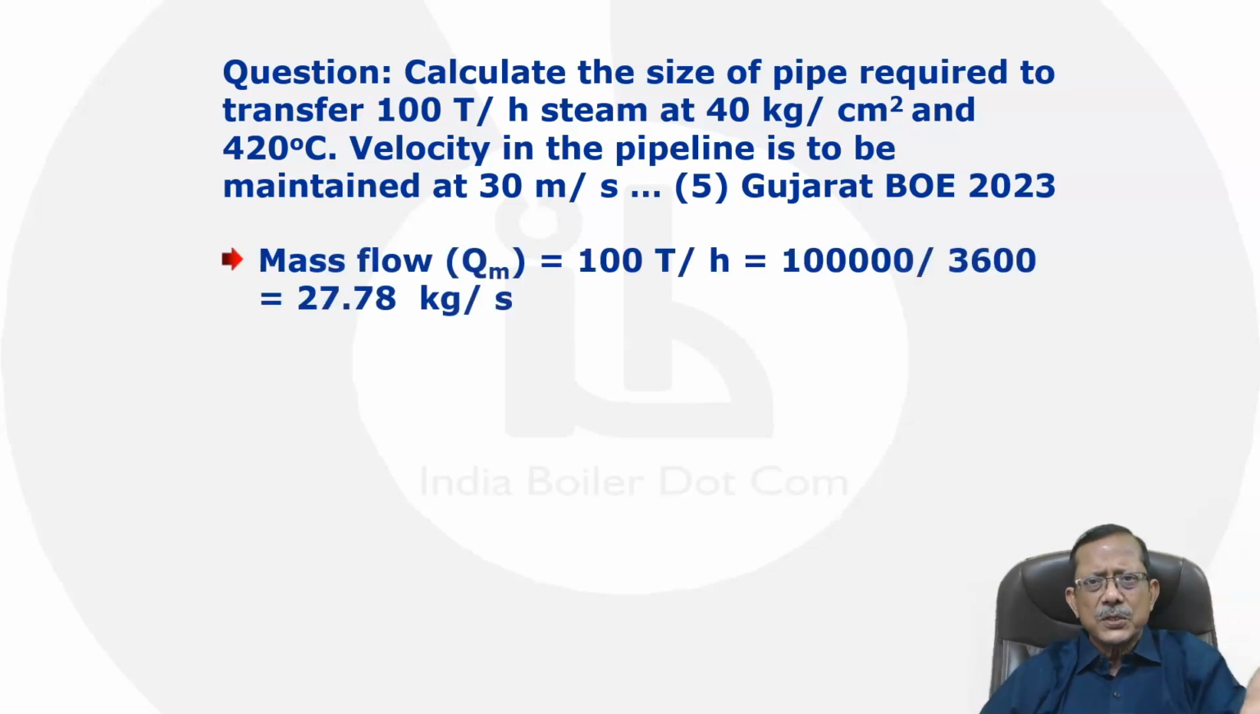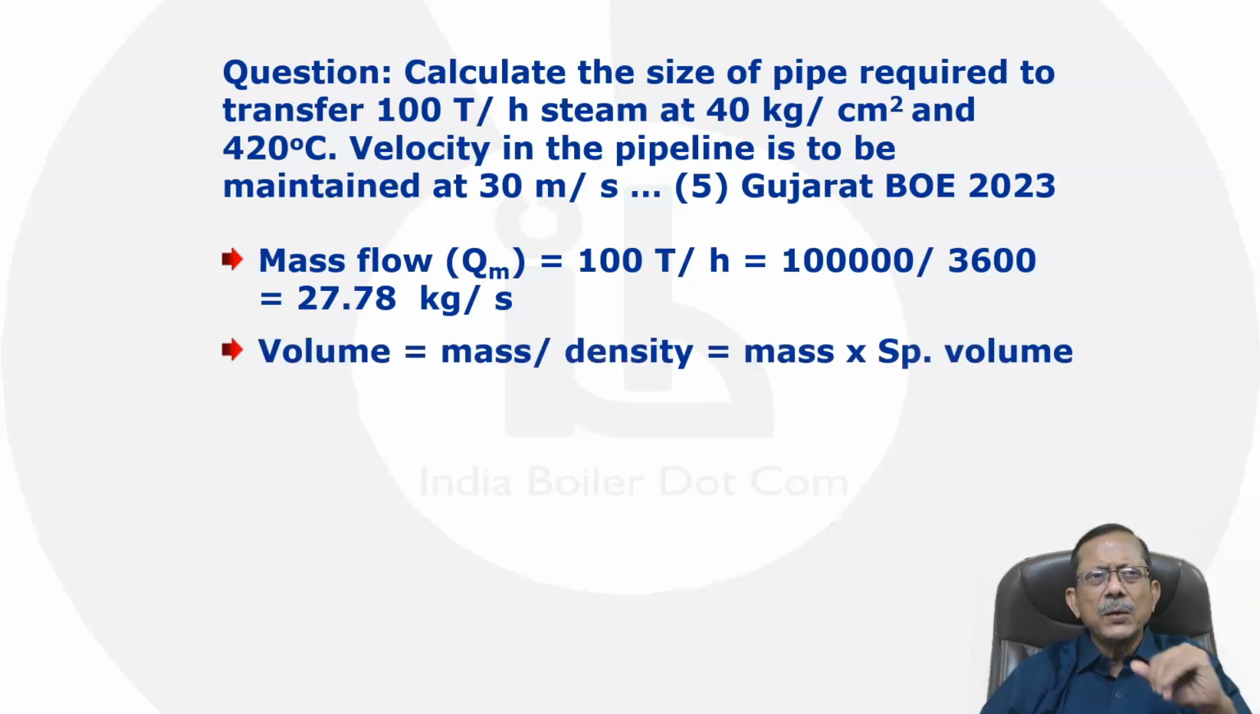Now when I have a mass flow, I can convert into volumetric flow, right? So what we do, first of all, we convert this 100 tons per hour mass flow to kg per second. So 100 tons is 100,000 kg, and 3600 we divide to get it into kg per second. So we are getting 27.78 kg per second as the mass flow. Now in order to convert into volume, now I need one more thing, that okay, volume is equal to mass by density, and 1 by density is specific volume.